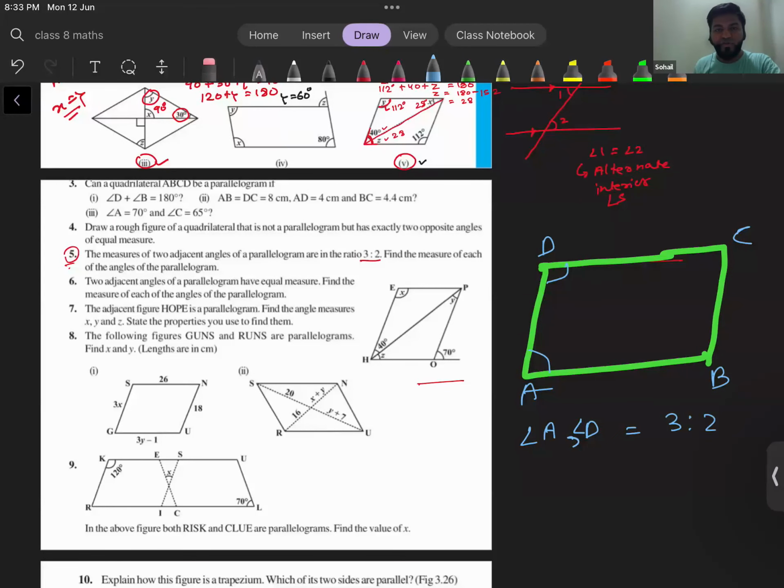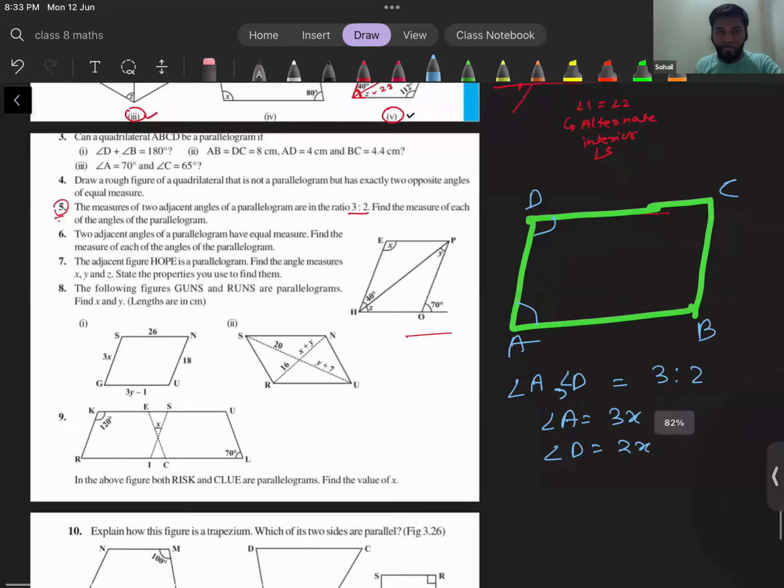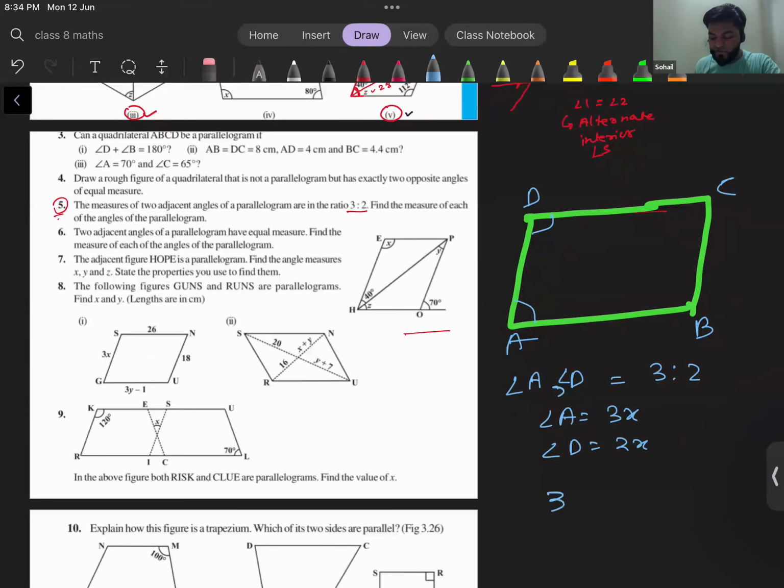So we will assume the ratio in terms of x. So angle A will become 3x, and angle D will become 2x. And we know their sum is equal to 180 degrees since they are adjacent angles. 3x plus 2x equals 180 degrees. And you will just find the value of x from here. Got this, guys?